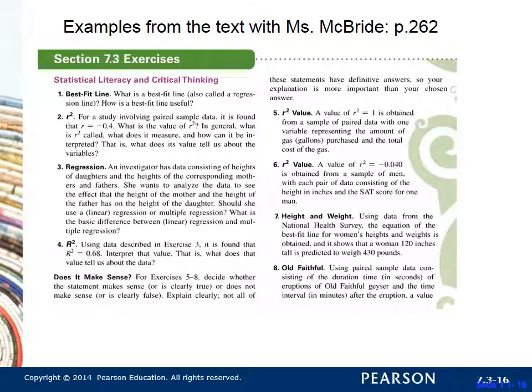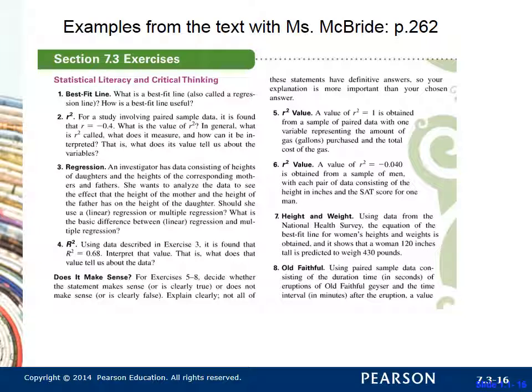Okay, anyway, so we're interpreting that 0.68 tells me that 68% of the variation in heights of the daughters, because remember that was my response variable, can be explained by the variation in heights of mothers and heights of fathers, because those were my multiple explanatory variables. All right, does this make sense?